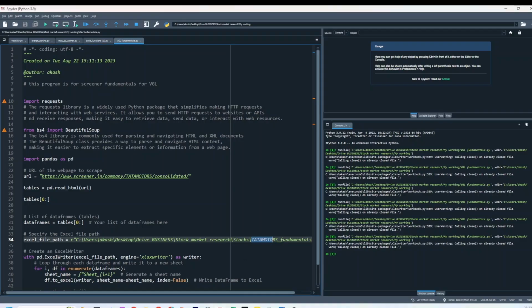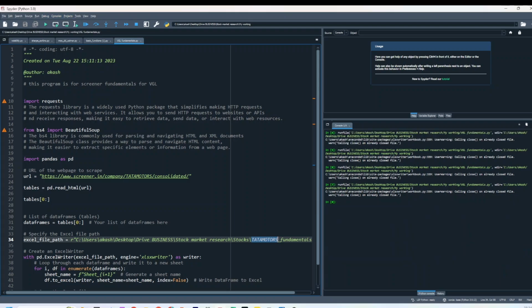Let me open my Spyder IDE. Here it is. And in this code, I have to make the changes in the URL. So here it is already Tata Motors. And also here we'll have the name of the Excel file which will be saved into our drive. So now let's run the code.